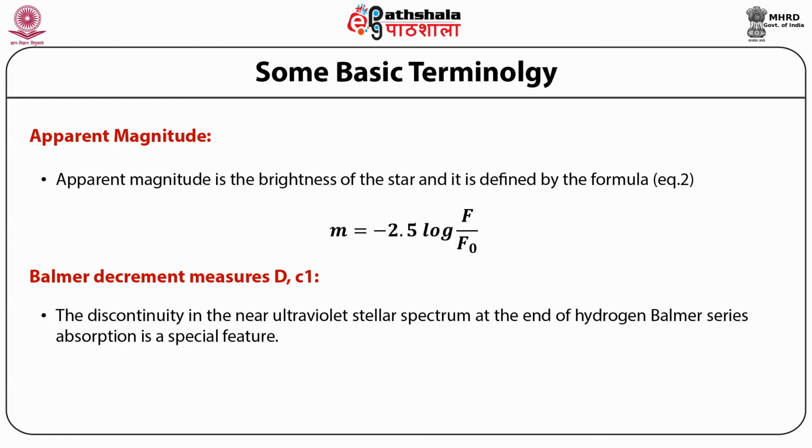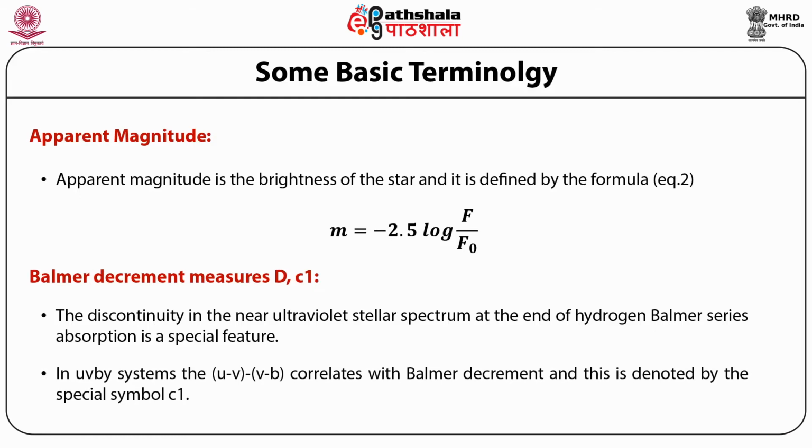This is sensitive to temperature as well as gravity. Therefore, different photometric systems include monitoring on either side of the discontinuity to determine the jump in energy terms, or the decrement value. In the UBV system, the change, that is U minus B and V minus B, correlates with the Balmer decrement, and this is denoted by the special symbol c1.